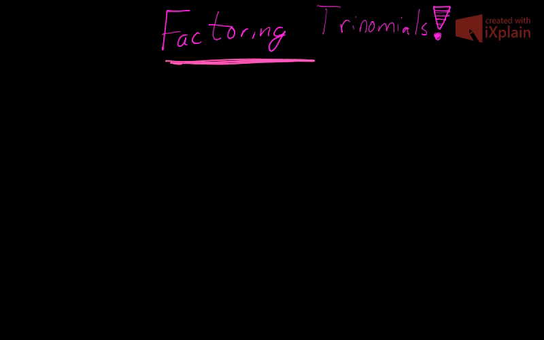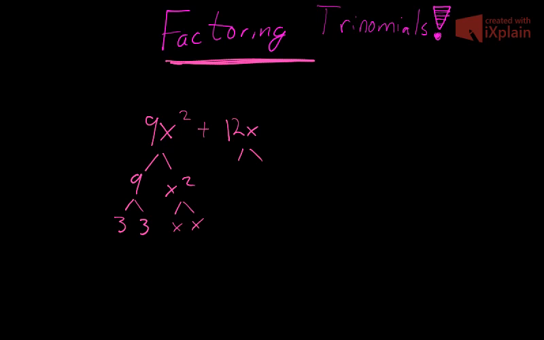What we've seen for factoring before would be, let's do 9x squared plus 12x. If I factor these, I would end up getting 9 times x squared. 9 goes to 3 and 3. X squared goes to x and x. And my 12x becomes 12 and x. 12 becomes 3 and 4.